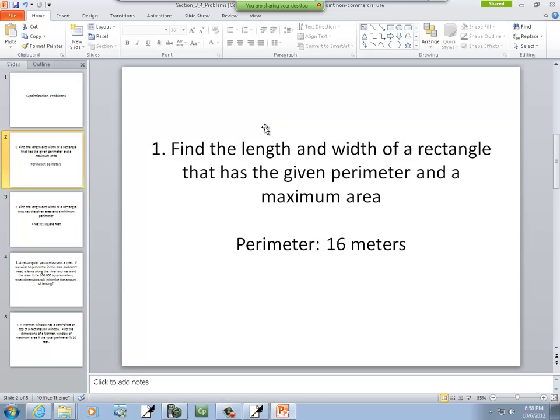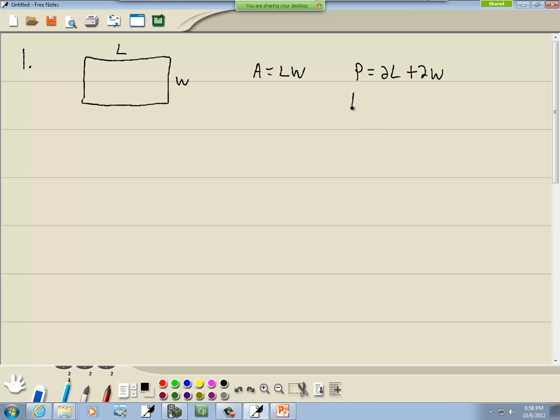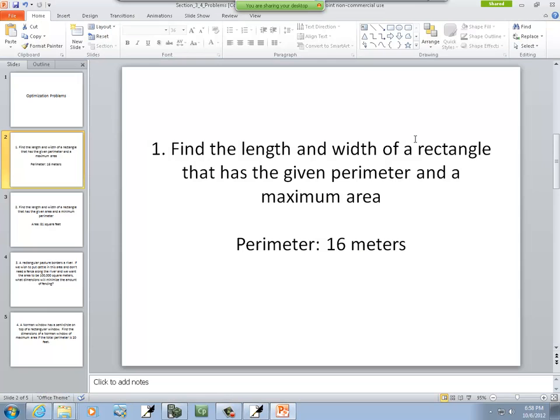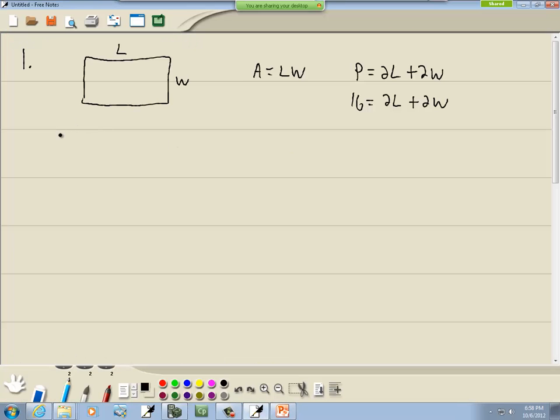And they're telling us that the perimeter is 16. So they're giving us that. And they say maximum area. So they want us to maximize the area. That's our goal. Well, our area is length times width. Now, the problem with this formula is we have two variables on the right side. You can only have one variable.